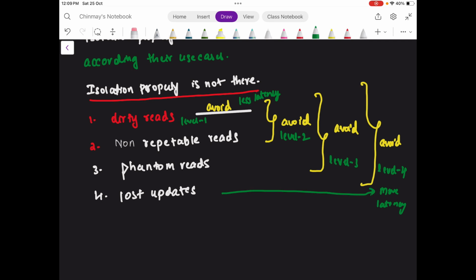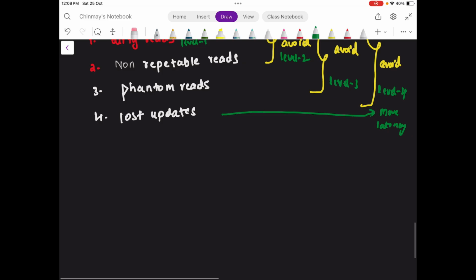Okay, before understanding all these things, let's understand all these four problems very clearly so that you can easily decide, based upon your application use case, which level of isolation will be required. Okay, see here. First one is dirty reads.